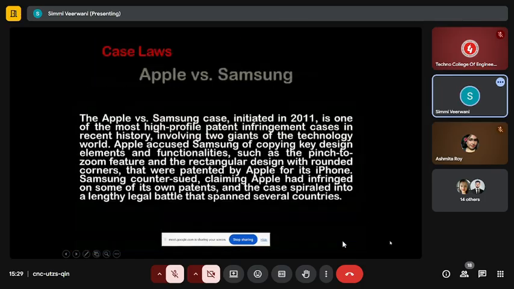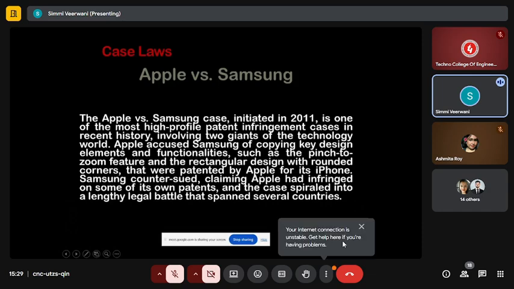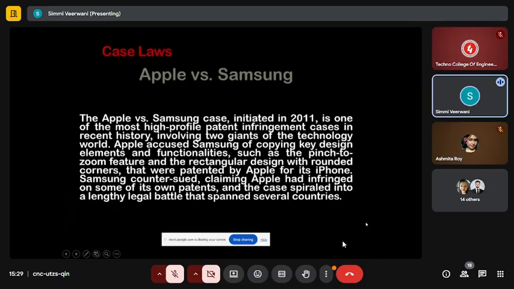One of the major case laws of patent infringement was the Apple versus Samsung case, initiated in 2011. It is one of the most high-profile patent infringement cases in recent history, involving two giants of the technology world. Apple accused Samsung of copying key design elements and functionalities, such as the pinch-to-zoom feature and the rectangular design with rounded corners that were patented by Apple for its iPhone.